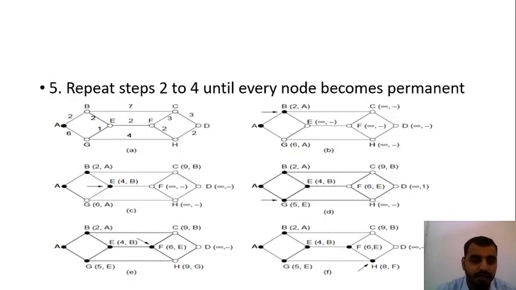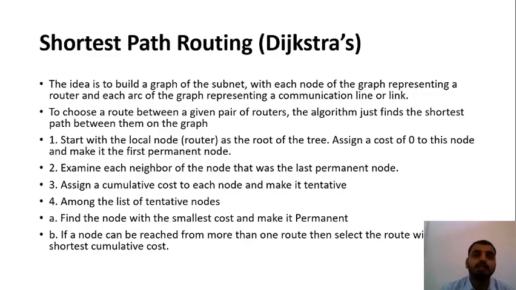Now what is the fifth step? It says, repeat steps 2 to 4 until every node becomes permanent. So until you reach the destination from the source, you will see the optimal path of cost. This is what you call shortest path routing.